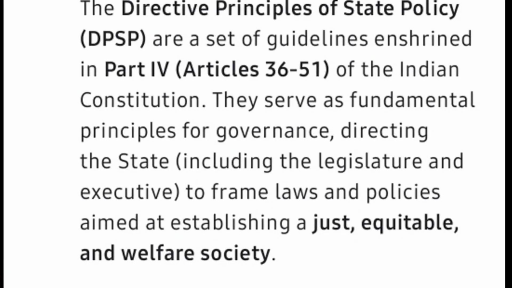In this video, we will learn about the Directive Principles of State Policy, that is the DPSP. They are a set of guidelines enshrined in Part 4 of the Indian Constitution, in Articles 36 to 51. They serve as fundamental principles for governance, directing the state, including the legislature and the executive, to frame laws and policies aimed at establishing a just, equitable, and welfare society. So this is the introduction of the directive principles of state policy.